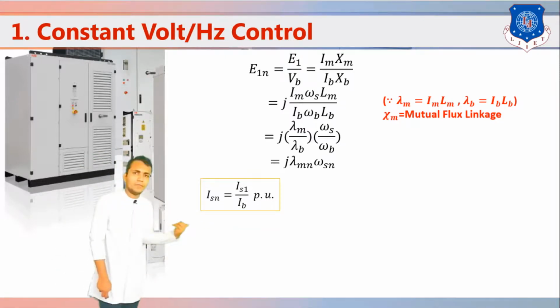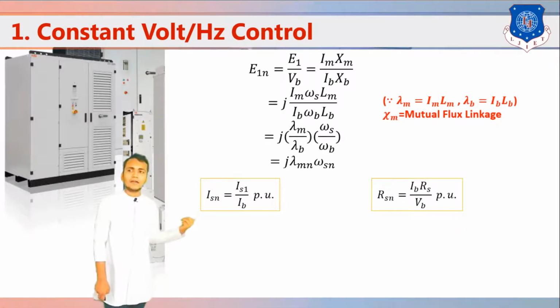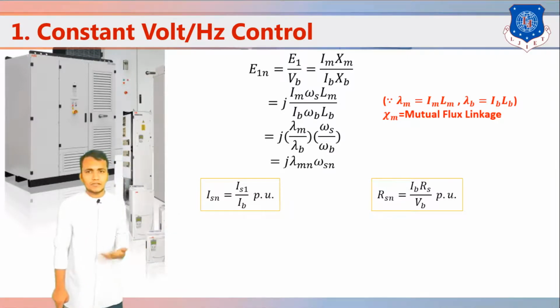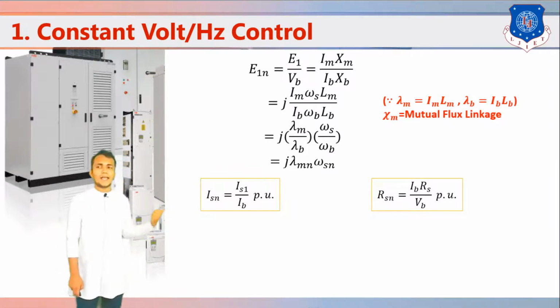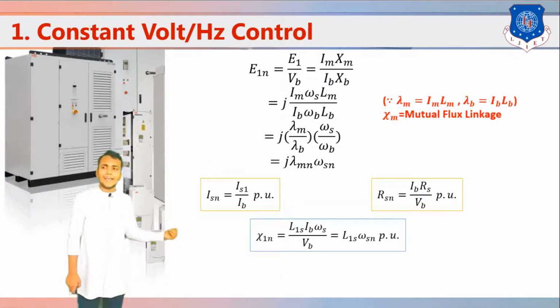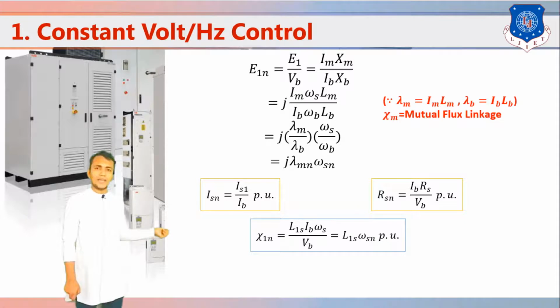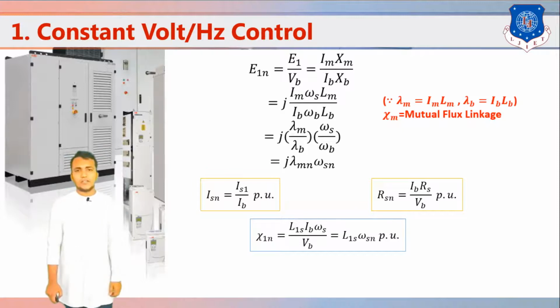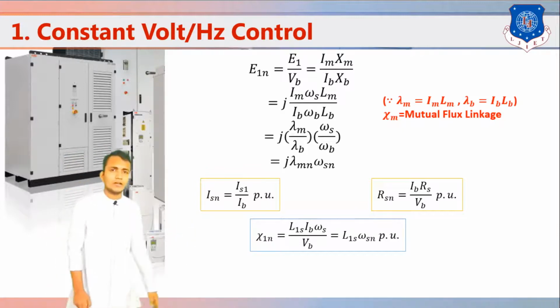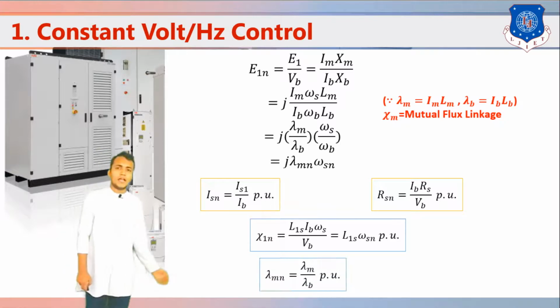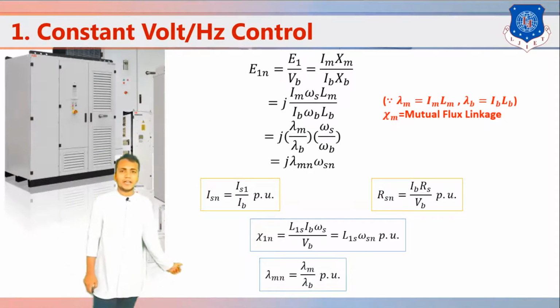Now Im is equal to Is1 divided by Ib per unit, and Rsn, if we convert the resistance into the normalized form, then it will be Ib into Rs divided by Vb per unit, and X1n is equal to L1S into Ib into omega S divided by Vb, that is equal to L1S omega Sn per unit. Okay, so that is the equation that we have to derive. And last, the equation lambda Mn is equal to lambda M divided by lambda B per unit.